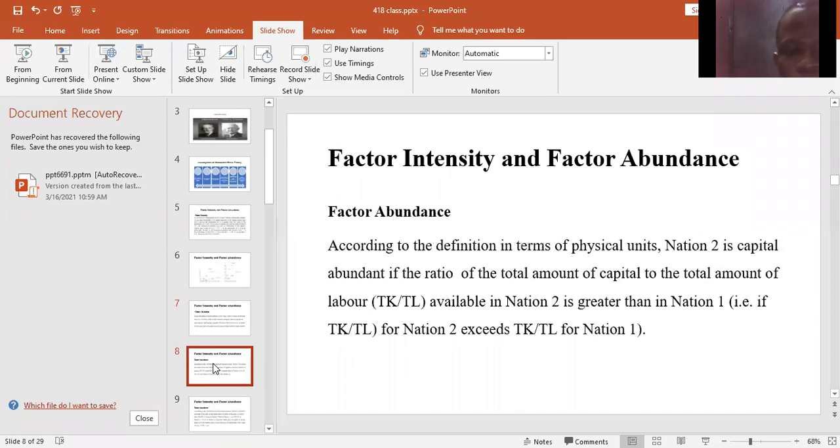As the case may be. Now, factor according to the definition in terms of physical units, nation two is capital abundant if the ratio of total number of capital to the total number of labor available in nation two is greater than one.